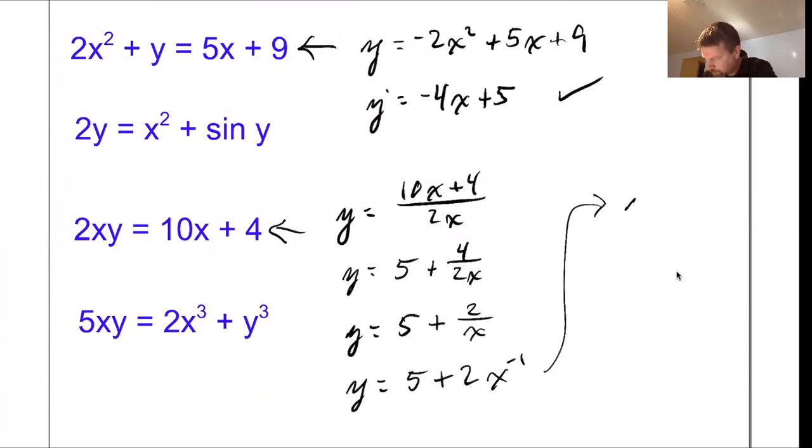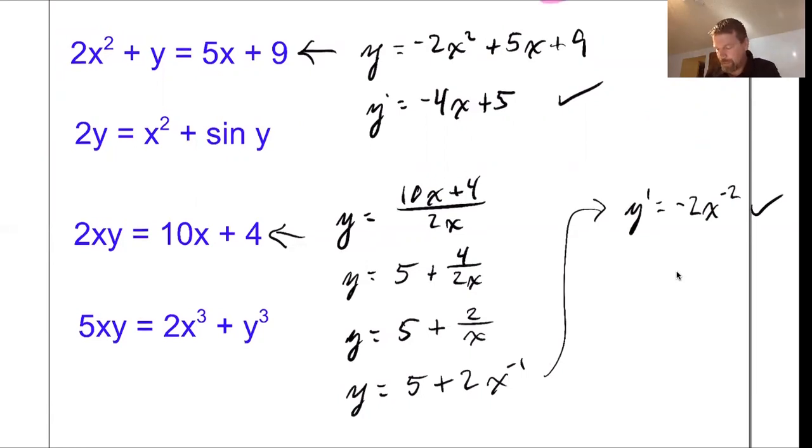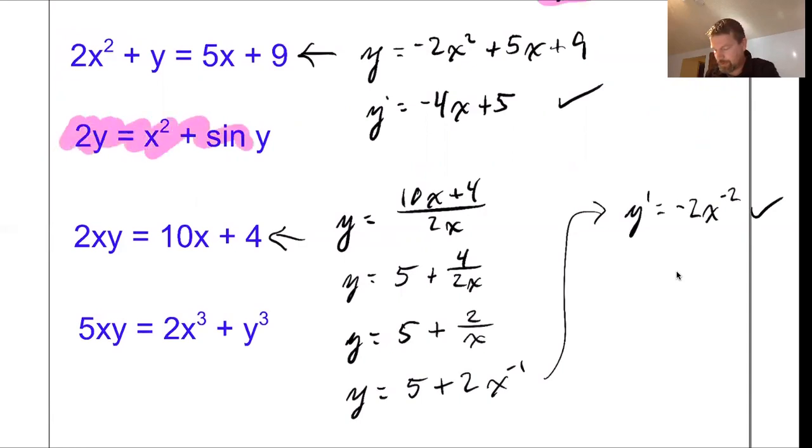So when I want to find y prime, the derivative of 5 is 0. The derivative of 2x to the negative 1 would be negative 2x to the negative 2. That took a while, a lot of rewriting, but it's not bad. The reason we can't find the derivative of these ones right now is because I can't really get y by itself very easily or at all. And that's going to be a problem.